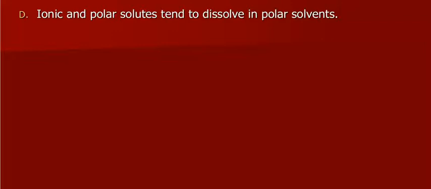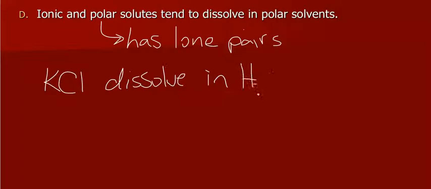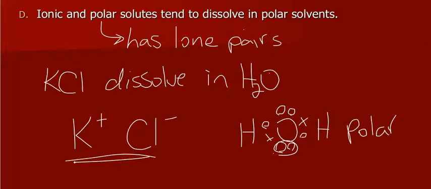Ionic and polar solutes tend to dissolve in polar solvents. How do you know if something is polar? If the central element has lone pairs. So we go back to the Lewis structure. If the central element has lone pairs, more than likely it's polar. For example, KCl dissolving in water. Why does KCl dissolve in water? Because KCl is ionic, which means it breaks apart into ions when I put it in water. And water, when I draw the Lewis structure, has lone pairs around the central element, oxygen. So water is polar. So ionic, KCl, will dissolve in polar solvents.